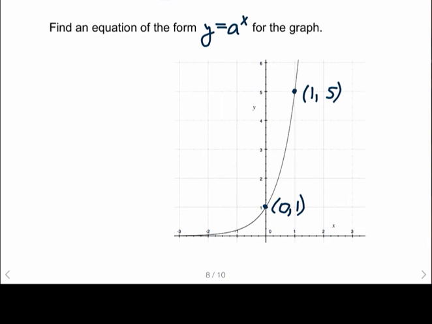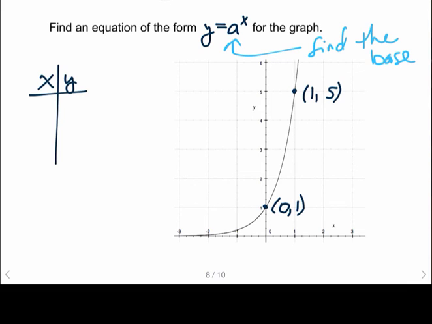Now we're going to do what we've been doing in reverse. Here we have an exponential growth function. We're asked to find an equation of the form y equals a to the x for the graph. In other words, we're supposed to find the base. Two points labeled on our exponential growth curve are (0, 1) and (1, 5). If we consider these as having come from an xy table, then 0 would be an input associated with the output 1. Likewise, 1 would map to 5 as an output.